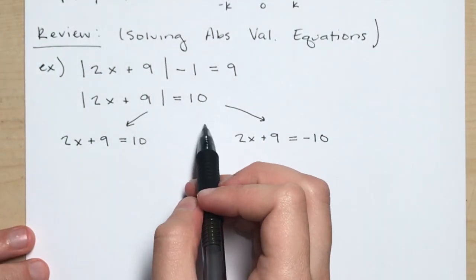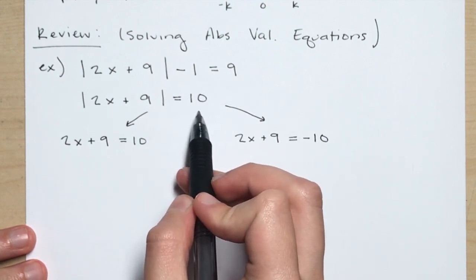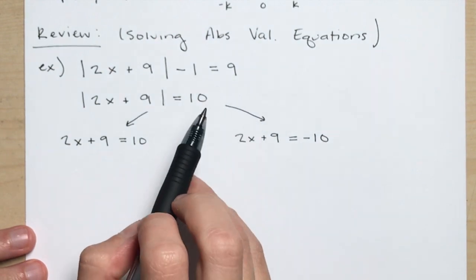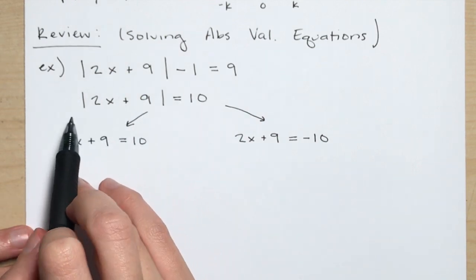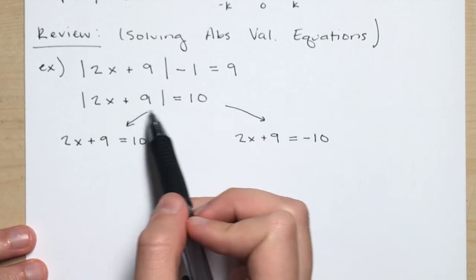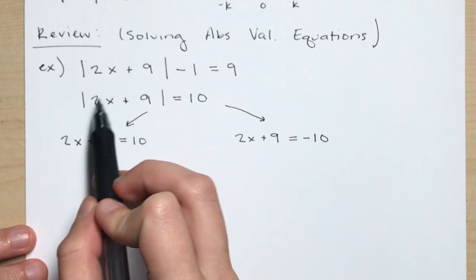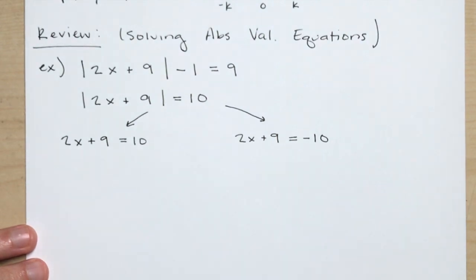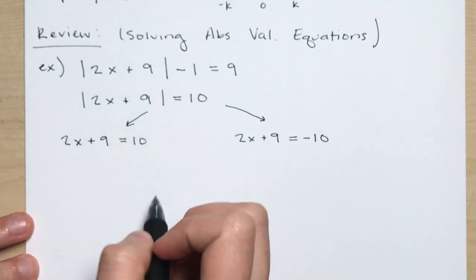The one thing we had to look at before we did this was make sure that this was positive. Why did we have to do that? Well, an absolute value is always positive, right? So if this was negative, we would always have a false statement no matter what x value we put in here, because an absolute value is never going to give us a negative. So this has to be positive before we can do this split. And that's why we have to flip the sign to be negative. And then we solve. Easy as that.